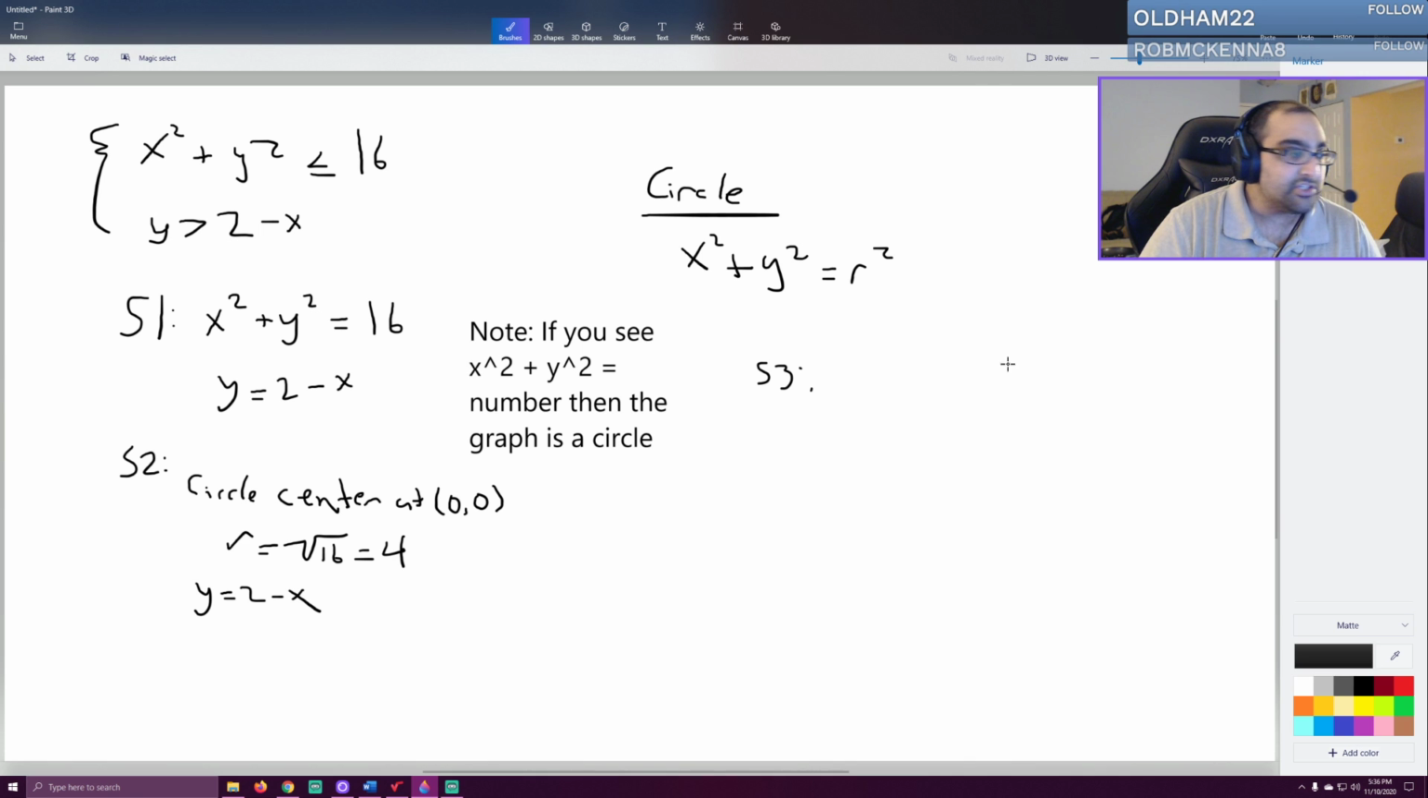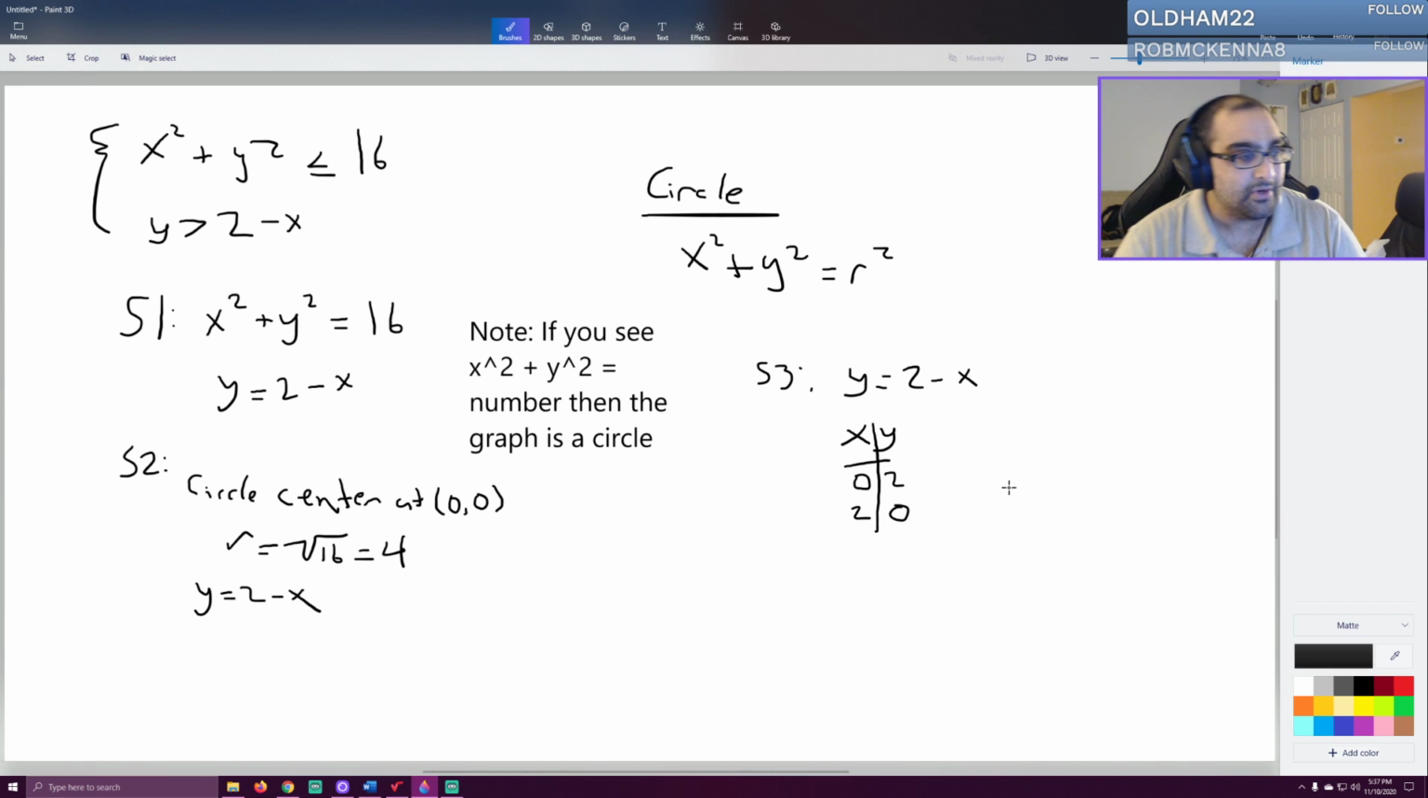Now I want you to take a look at the next step. We're going to graph these lines appropriately. We're not going to worry too much about the circle here; I'll show you how to do that in just a moment. Let's focus on the y equals 2 minus x part, and we'll do that one as an xy chart. If I put in 0, I get 2. If I put in 2, I get 0. Those are two very good points. Let's put our circle down, and let's put our other line down, and let's see if we're solid or dotted.